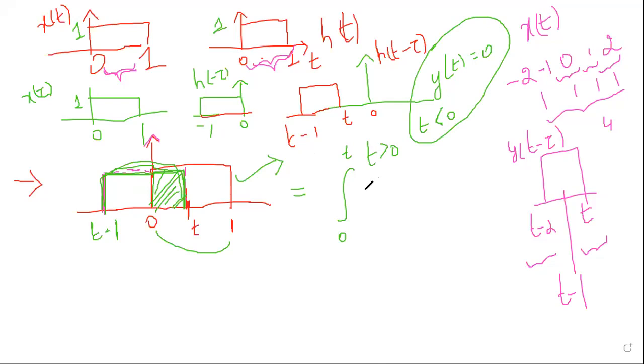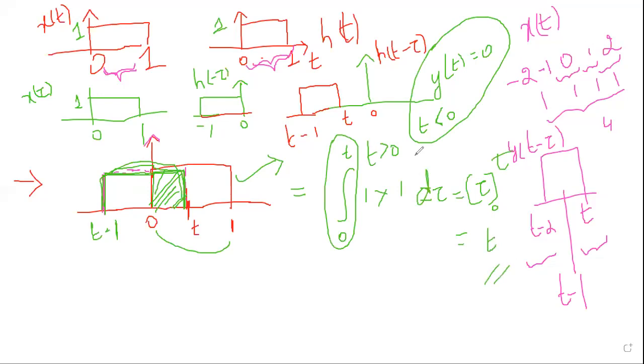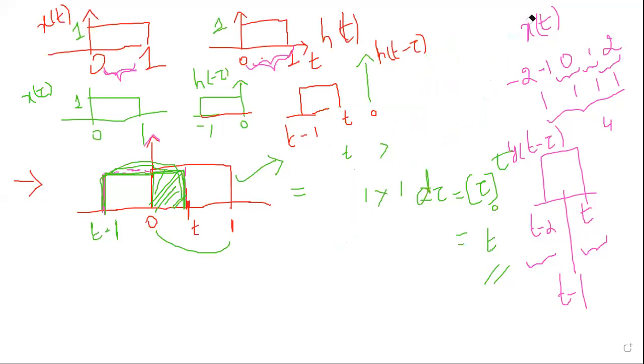I know the amplitudes are 1 and 1 only. In this, the toughest task is finding the overlapping position and finding the limits. That's it. So when I do the integration, it becomes tau, for that I substitute the limits 0 to t. So my answer is just t. I hope you have completed this. T is your answer when t is greater than 0.